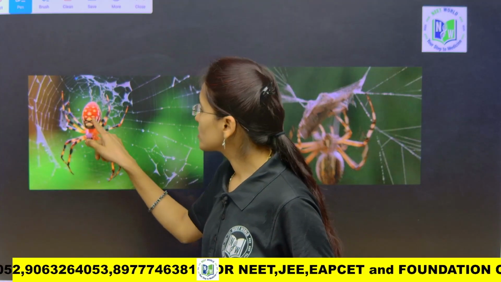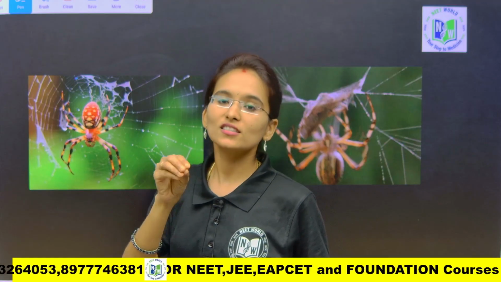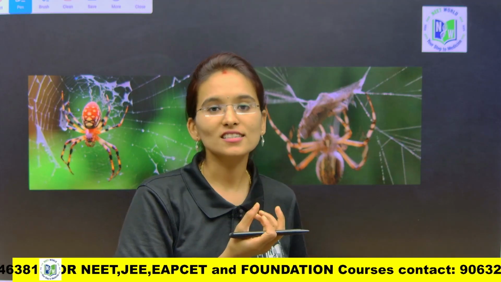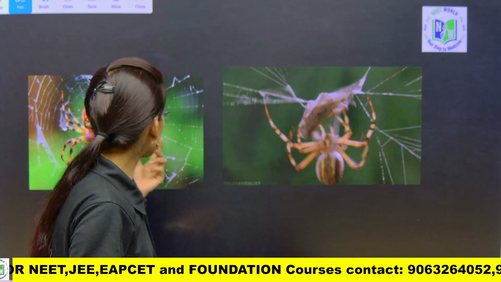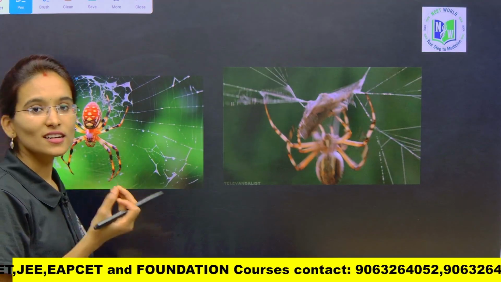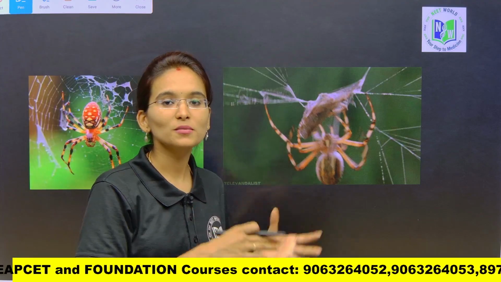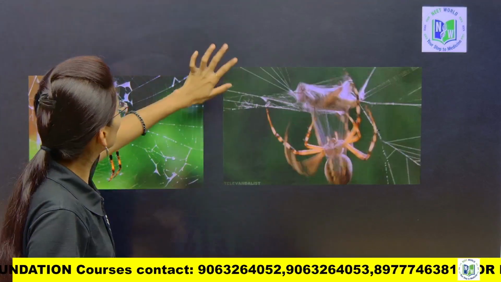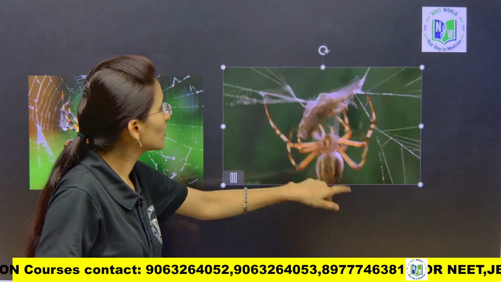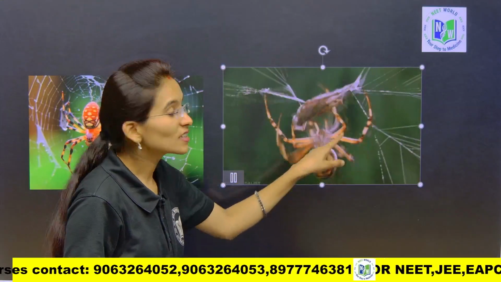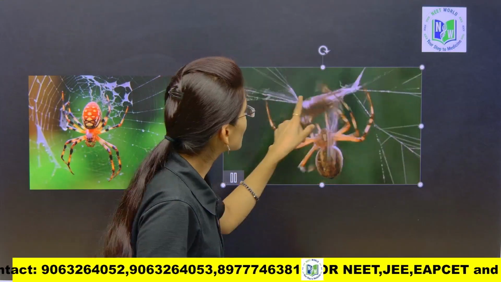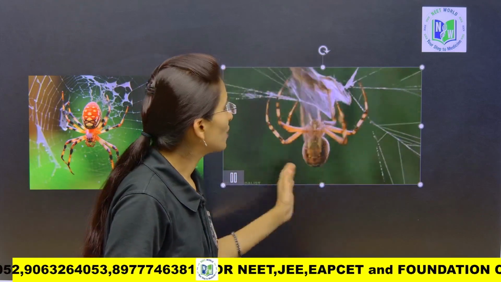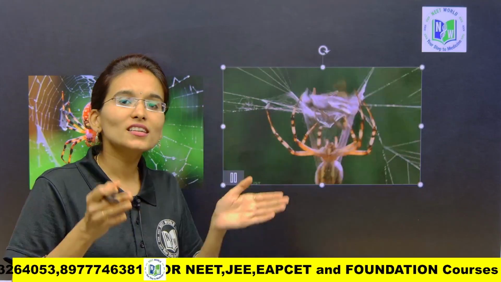The spider is going to inject the digestive juices into the other insects, and the prey is going to get killed, and later it is going to be consumed by the spider. If you see this particular visual, you will understand more clearly. See, it is releasing the sticky substance to make the web, and why is it going to create the web actually?